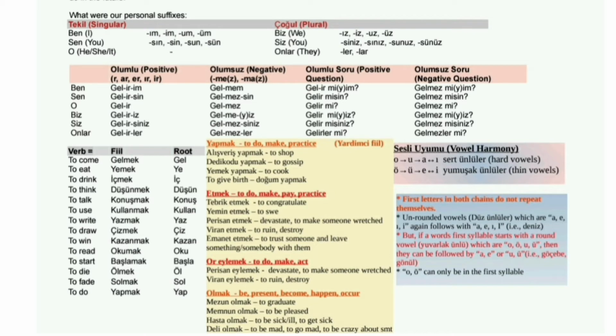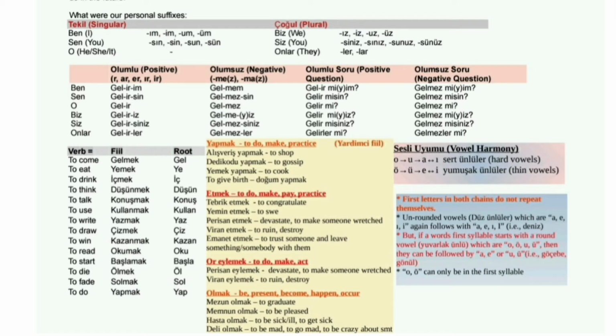So ben gelir miyim? As you can see, there is a semi-vowel y in between two vowels. Sen gelir misin? O gelir mi? Biz gelir miyiz? Siz gelir misiniz? Onlar gelirler mi? Gelir miyim, gelir misin, gelir mi, gelir miyiz, gelir misiniz, gelirler mi?